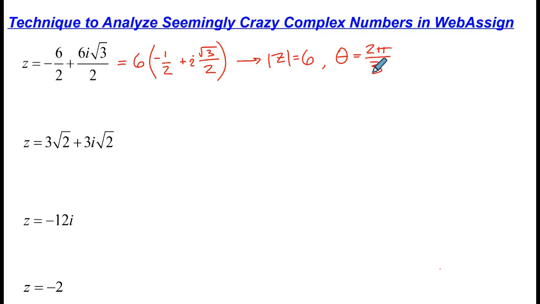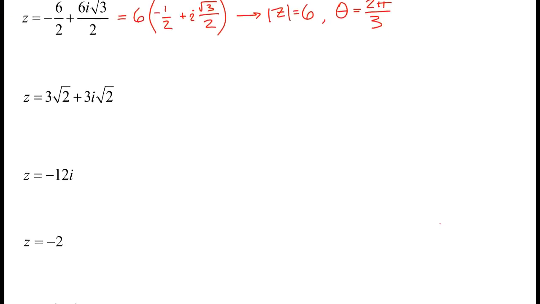So there is your modulus and your principal argument, all from just doing a little factoring and thinking about what we know in the unit circle. Let's take a look at this next example here.